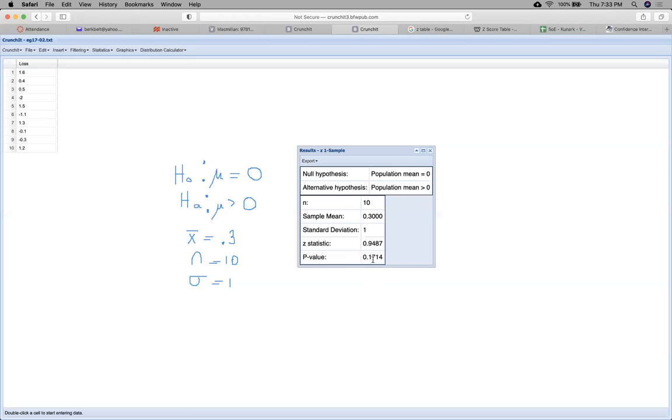And the answer is, as a general rule, 5%. Unless you're told to use a different p-value in the problem, assume that the cutoff is 5%. So if the p-value is less than 5%, it's less than 5% likely to have occurred, we reject the null hypothesis. If the p-value is bigger than 5%, like it is here, we do not reject the null hypothesis.